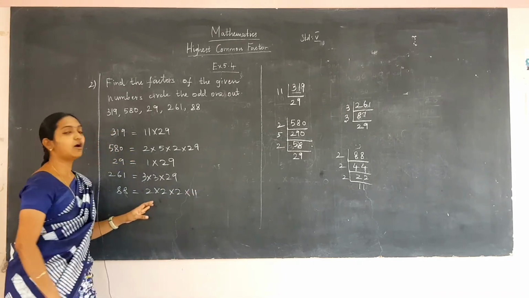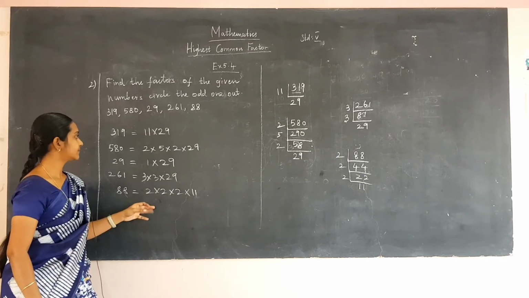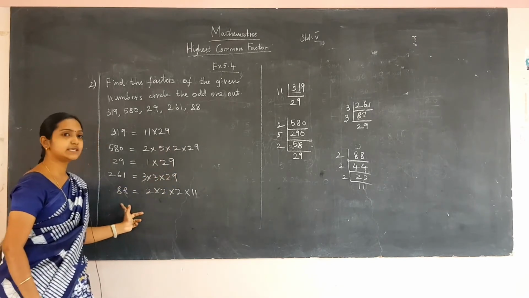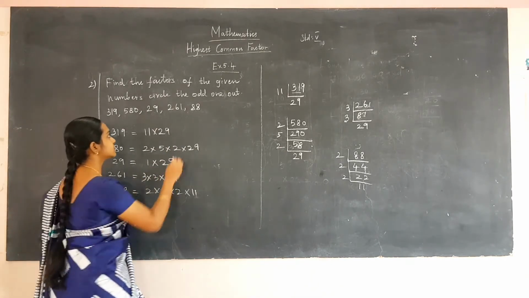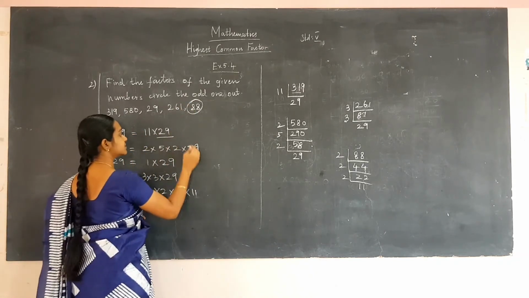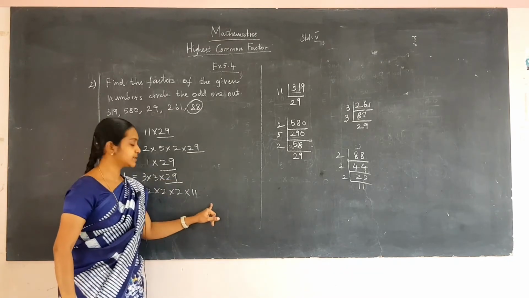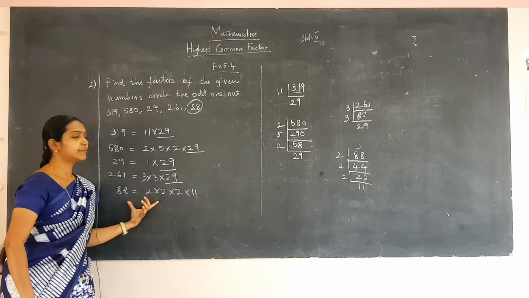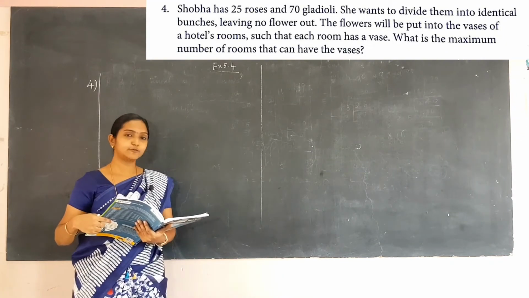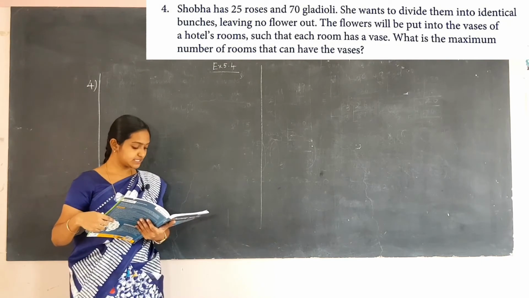We have to find the odd one. You can see that 29 is common in all the numbers except 88. So 88 is the odd number. So circle 88. In all the numbers we have 29 as a factor, but in 88 we don't have 29 as a factor. So the odd number is 88. So circle 88.